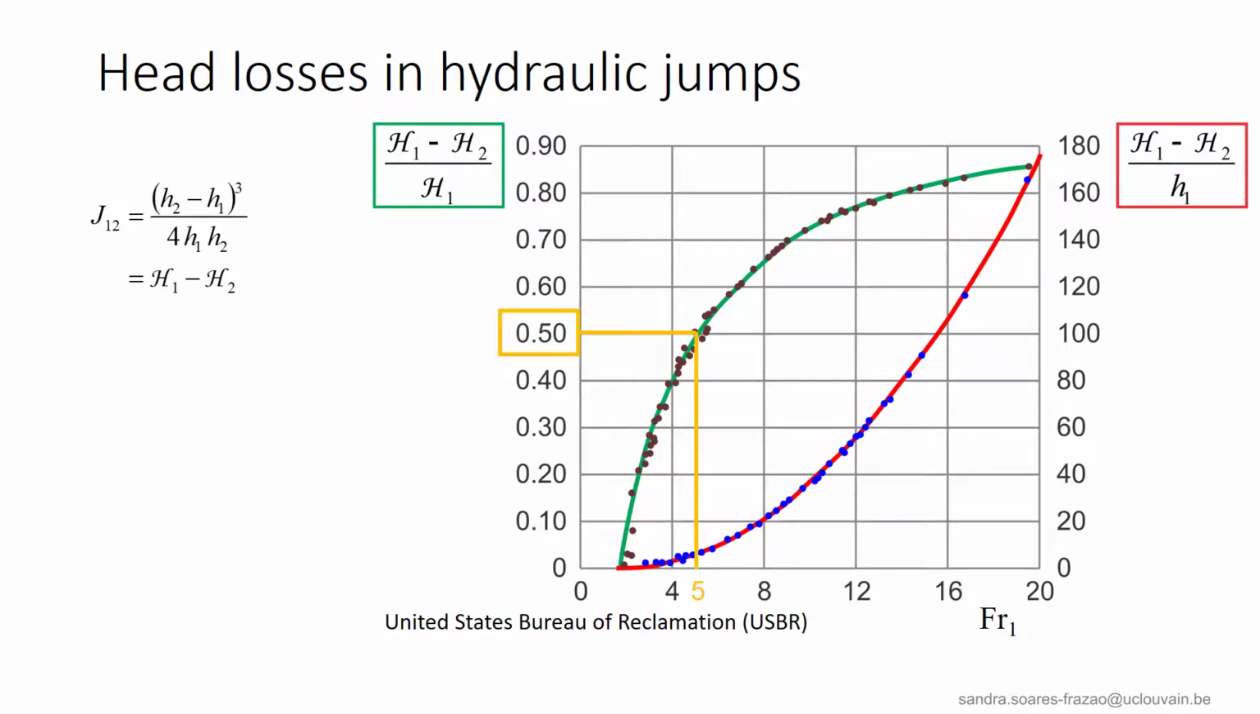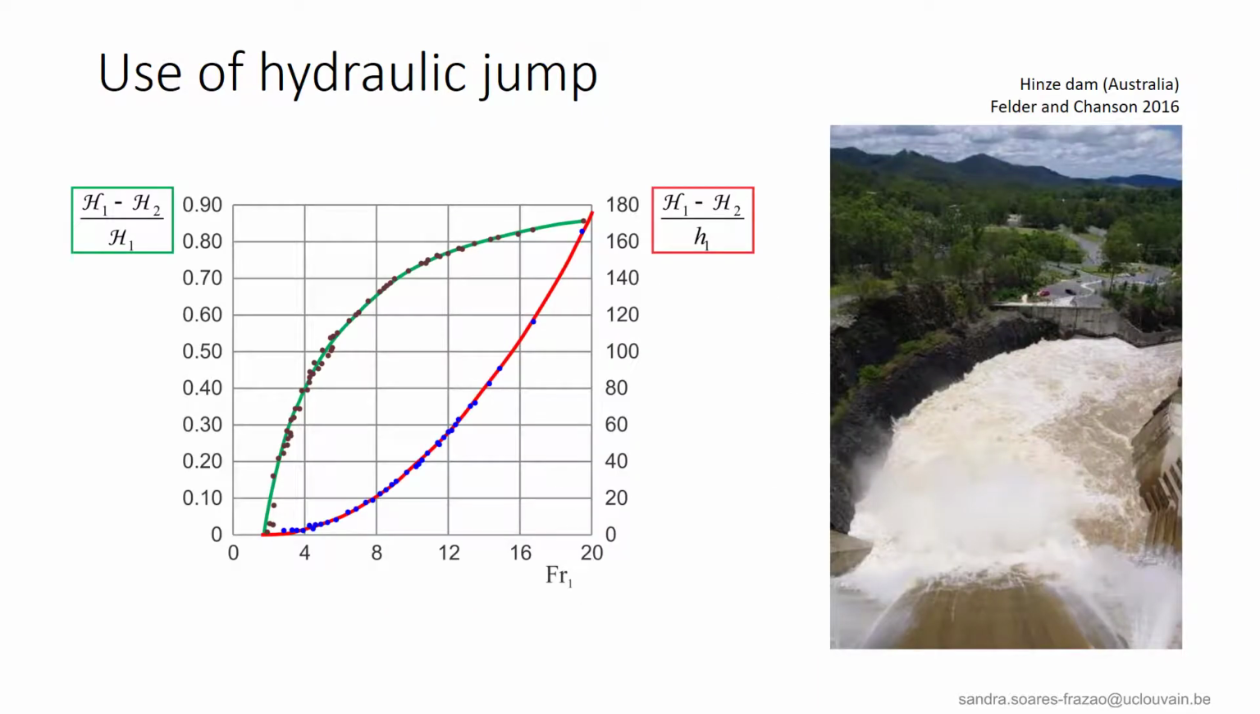We can also observe that a stable jump with a Froude number of about 5 leads to a head loss of about 50%, so it dissipates 50% of the initial energy of the flow. This explains the main use of hydraulic jumps. They are used as energy dissipation devices at the end of dam spillways, for example, such as the stilling basin illustrated here on this picture. And we see that the flow is very turbulent, there are rollers, many things happen here that induce a lot of head losses.